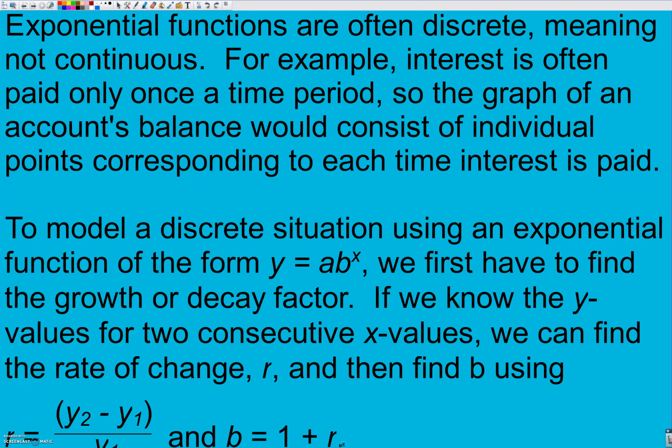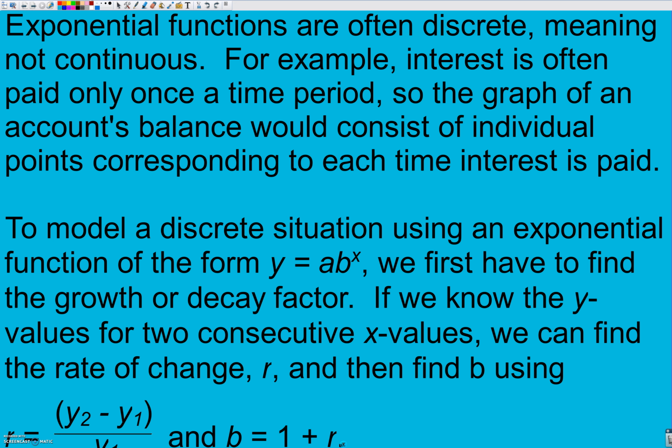Exponential functions are often discrete, meaning not continuous. For example, interest is often paid only once a time period, whether it's once a month, once a quarter, once a year. It's only paid then. So if you have a certain amount on your account and you don't put anything else in there, your graph isn't going to increase cent by cent by cent. It'll increase by blocks every time they put interest in your account.